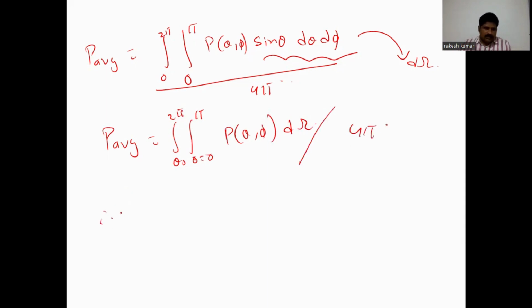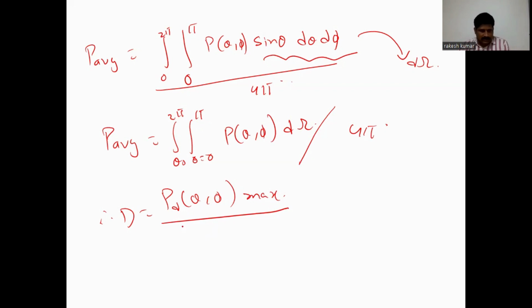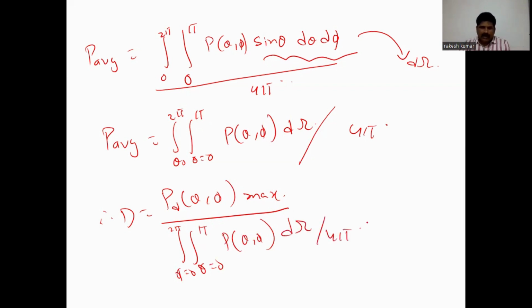Therefore, what is the formula for the directivity? Directivity is equal to P of theta comma phi max by P average. What is meant by P average? P average is this one: the integral with phi from 0 to 2 pi, theta from 0 to pi, of P of theta comma phi d sigma by 4 pi.